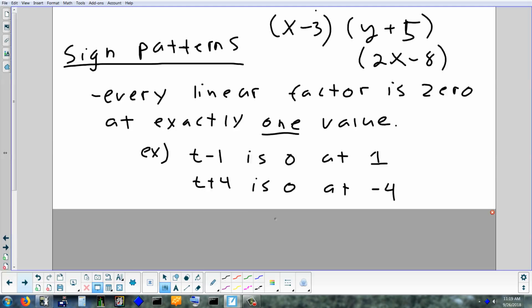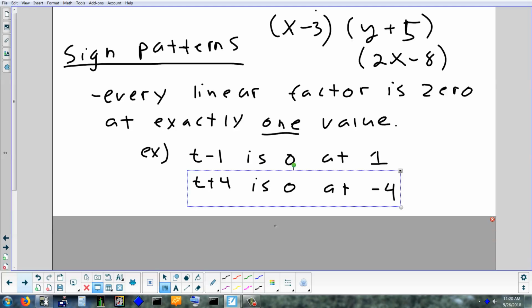Here's a couple more. So the factor t minus 1. Where does that one come out to 0? If you plug in 1. T plus 4. Where does that come out to 0? At -4. So what that basically means is, if you think of it on like a number line, let me do the first one. So the first one is 0 at 1.